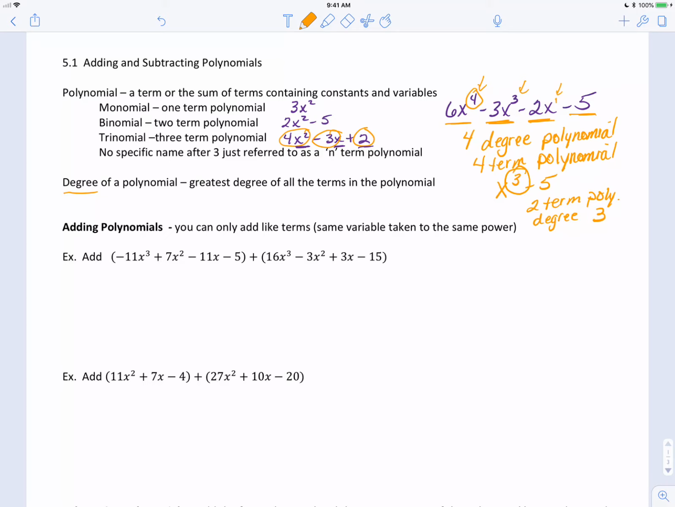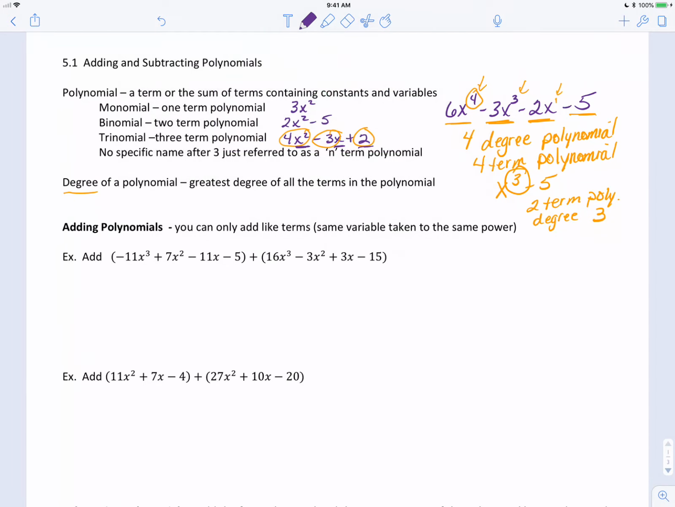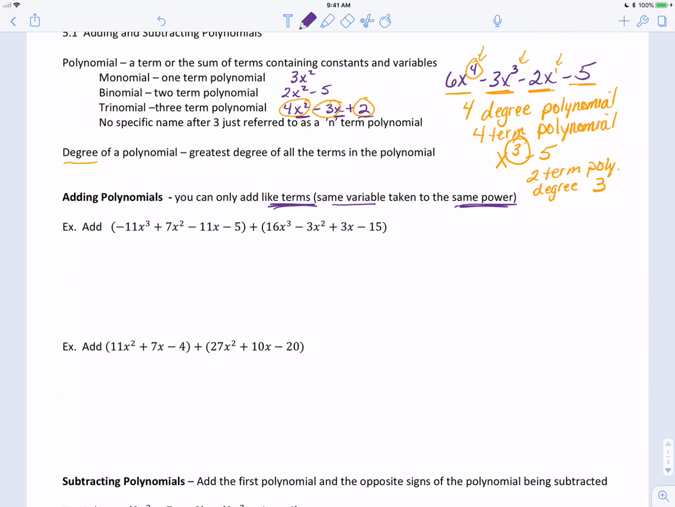So hopefully that explains some of the vocabulary that we would be using in this section. And so what we're going to do here is start adding polynomials. And remember that we can only add like terms, and like terms mean that they have the same variable, so it's either x or y or whatever, and it's taken to the exact same power. So we can only add x cubes with other x cubes. We can only add x's with other x's. And remember, we don't change those exponents when we are adding and subtracting. We only change those exponents when we start multiplying and dividing.